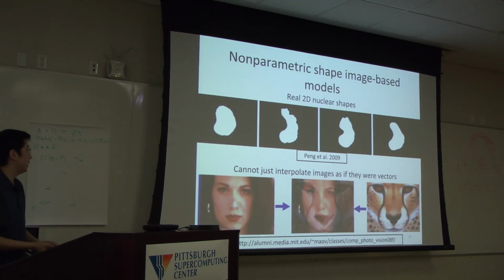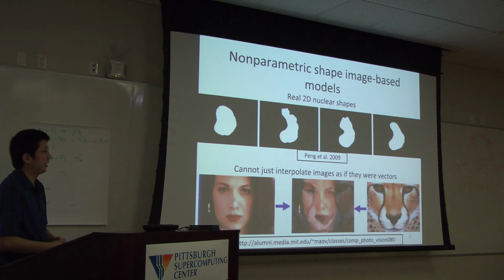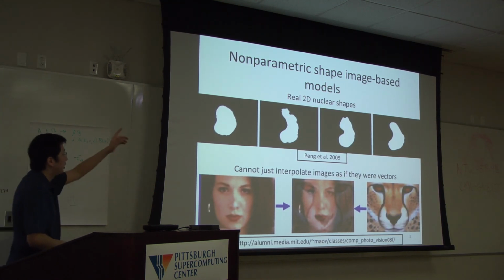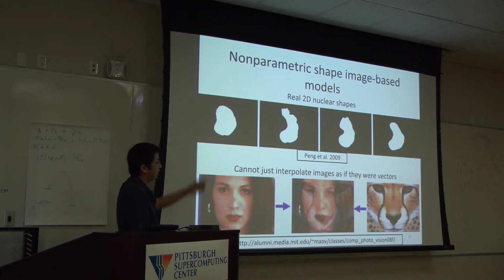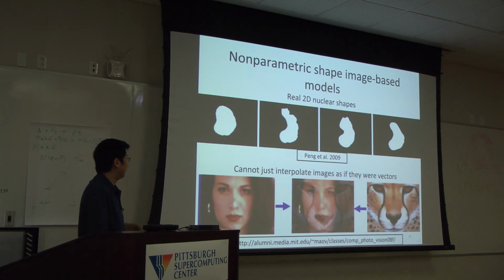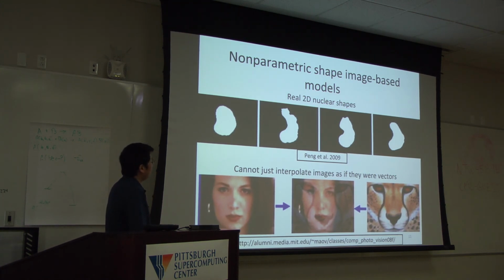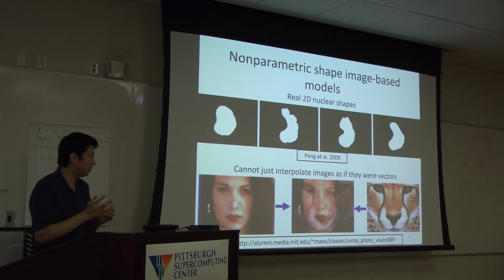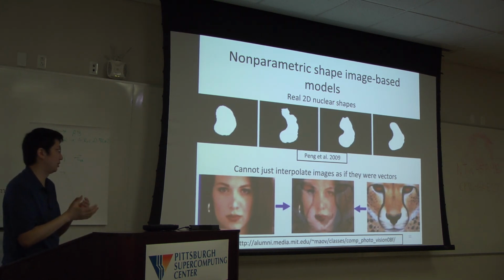And with the same idea, we can apply this method to cell or nuclear shapes. So here in the upper panel, we use the binary image to represent the nuclear shape. And then we can do the same thing for different nuclear shapes. We can just warp the pixels and move them to specific locations so that they can match together.